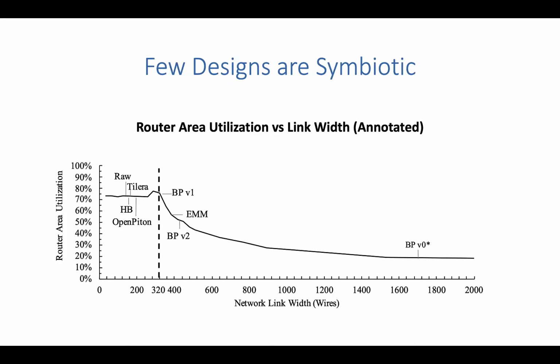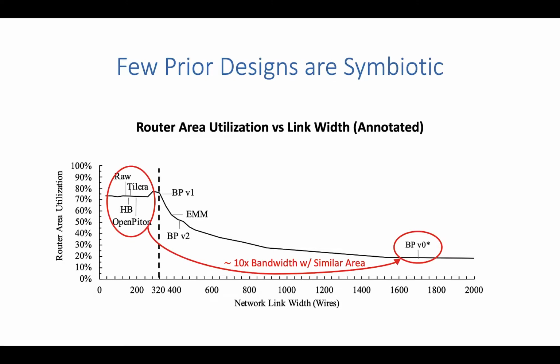Now, if we plot these points on the graph of router area utilization versus link width, we can see that few prior works are symbiotic. Only Black Parrot and one prior work exist in the symbiotic region, and only Black Parrot V0 has actually explored the deep symbiotic region. If we compare between designs, normalizing for area, we can see that with Black Parrot V0, we were able to achieve an order of magnitude improvement in bandwidth. If we analyze this graph further, we can see that few architectures have actually explored the symbiotic region. So we encourage architects to go forth and explore this region.